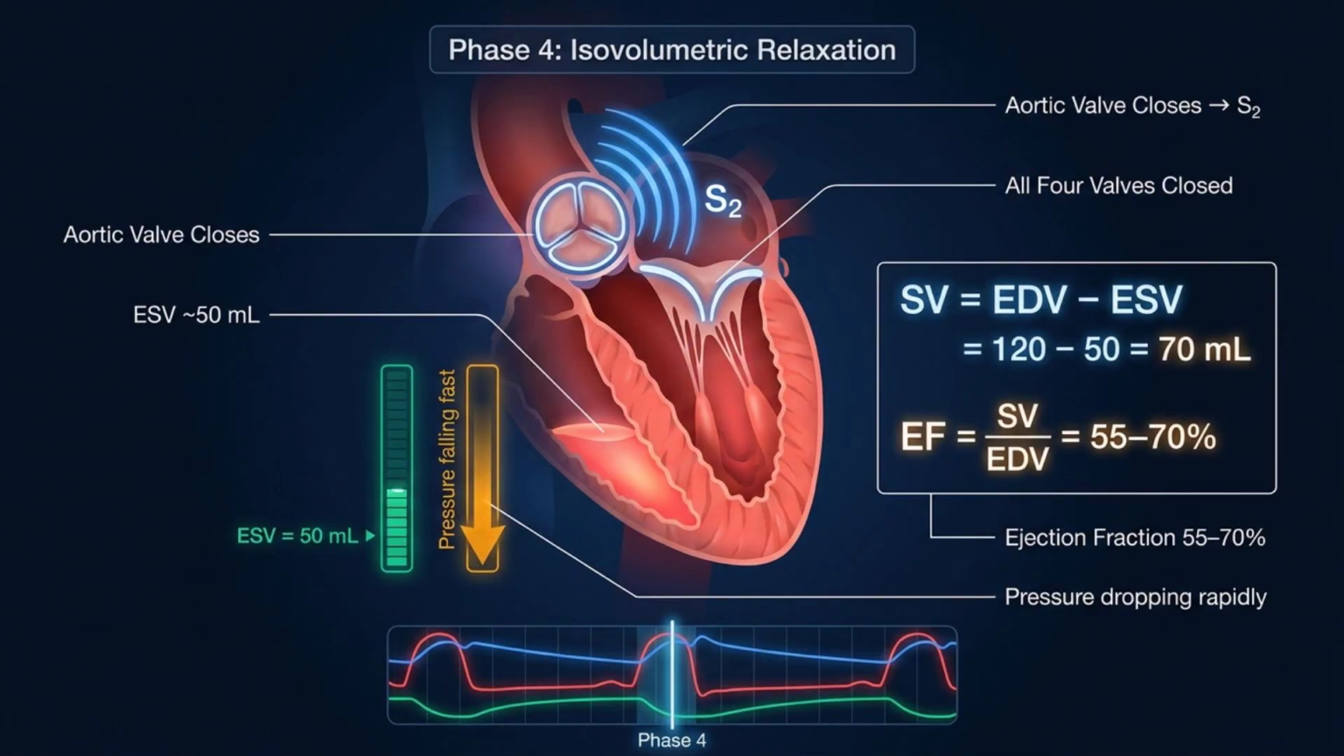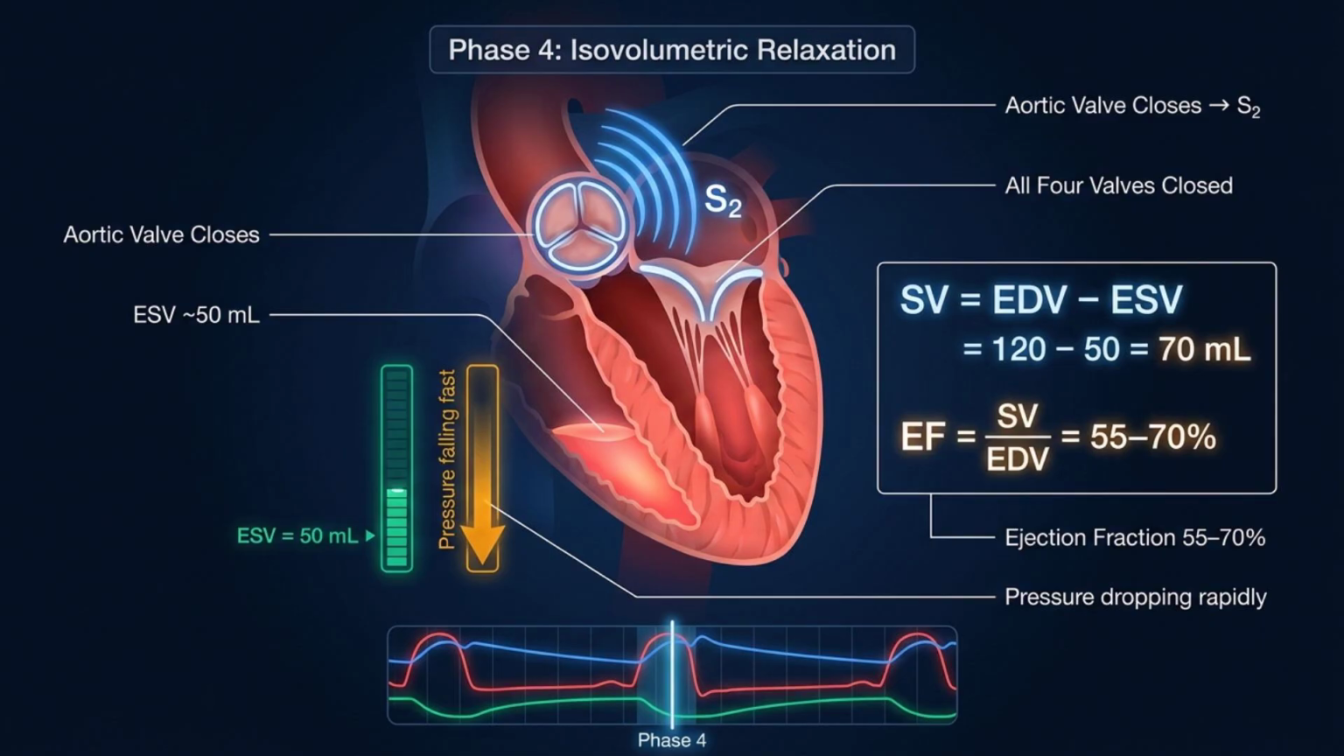Phase 4 is isovolumetric relaxation. The ventricle starts to relax. Left ventricular pressure falls below aortic pressure, and the aortic valve closes. That closure creates S2. Again, all four valves are closed. No blood enters, no blood leaves. But now pressure is dropping rapidly.